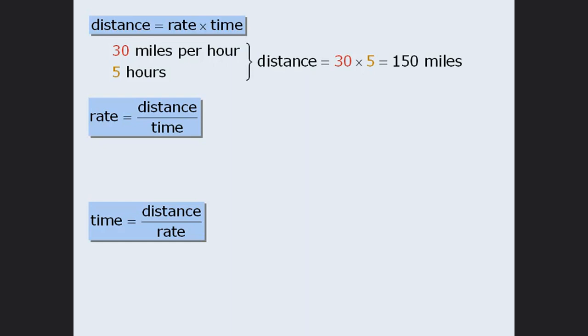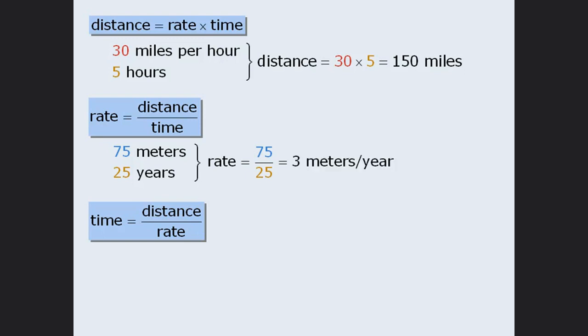For the next formula, consider a glacier that travels 75 meters over a time of 25 years. To determine the glacier's speed, or rate of motion, we take the distance of 75 meters and divide it by the time of 25 years to get a speed of 3 meters per year.